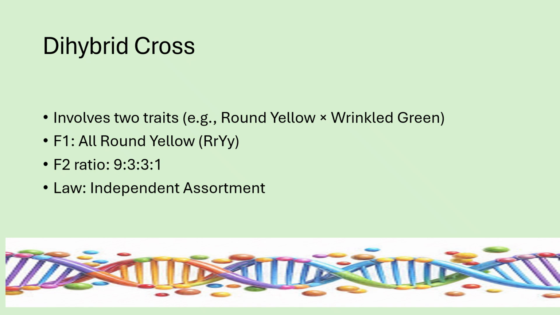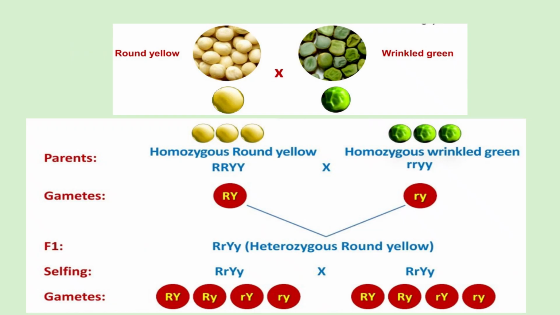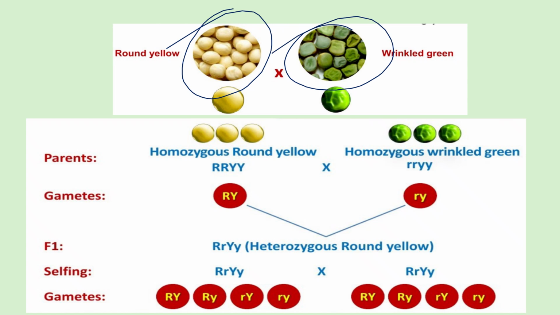And the F1 generation here will be all round and yellow. I will show you this cross. And the F2 ratio always has to be 9:3:3:1. And we will be able to see this law of independent assortment also here. As you can see on the screen, this is one parent, round and yellow seed. This is the other one, two genes, green and wrinkled. So when these are crossed, we write them like this.